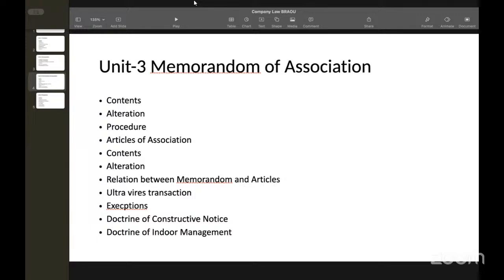Next is the doctrine of constructive notice. This doctrine places a duty on third parties to familiarize themselves with the company's MOA and AOA, which are publicly accessible. Implications: third parties are presumed to know the company's powers and limitations. A contract contrary to the MOA or AOA is void. So these were the implications.